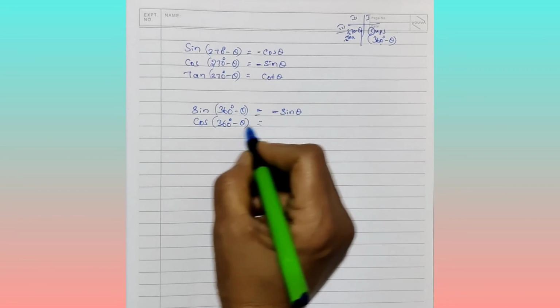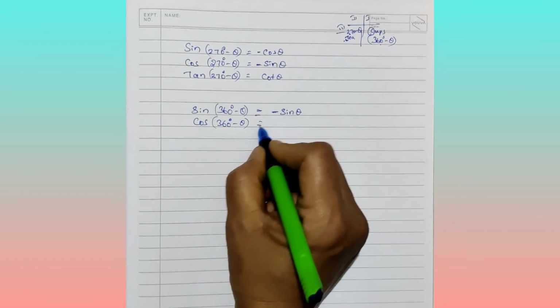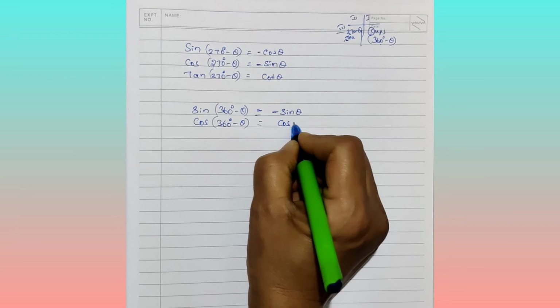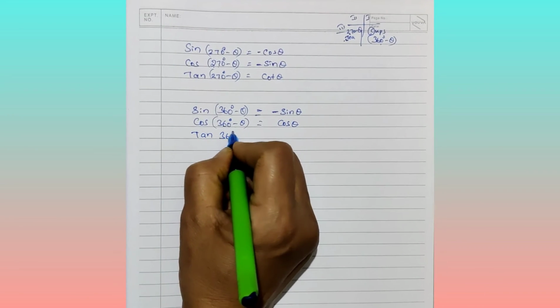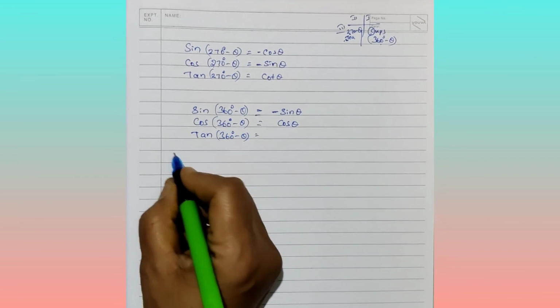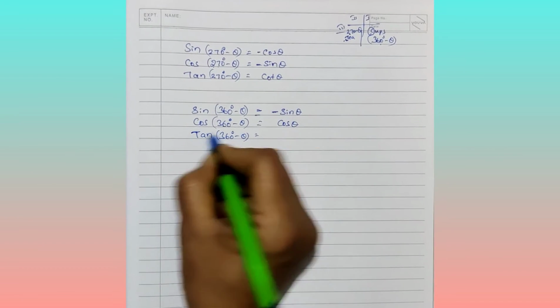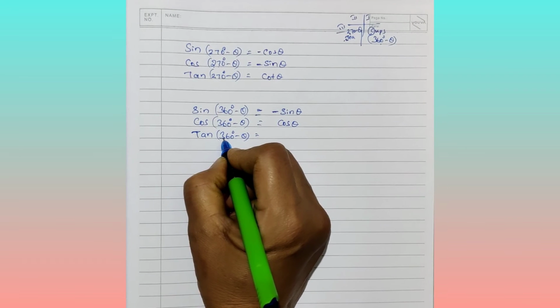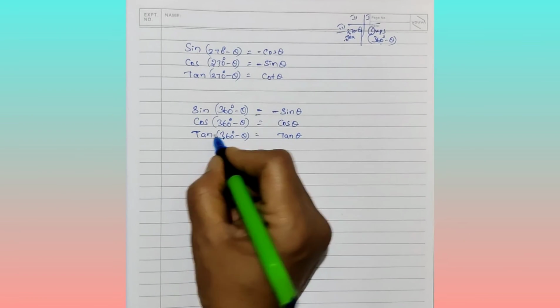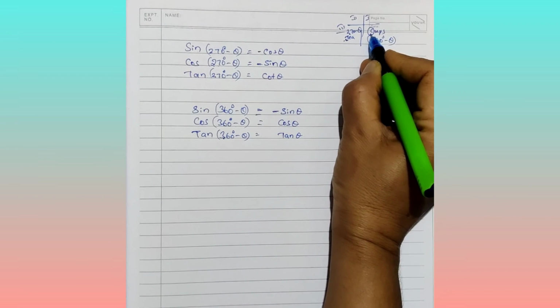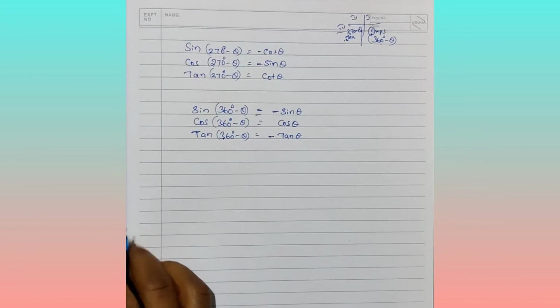Next, cos 360 degree minus theta. 360 minus theta, only cos is positive and even means equal, so positive cos theta. Next, tan 360 degree minus theta, what is that? 36 is even, so you write the equal ratio first, and in this only cos is positive, so this is negative.